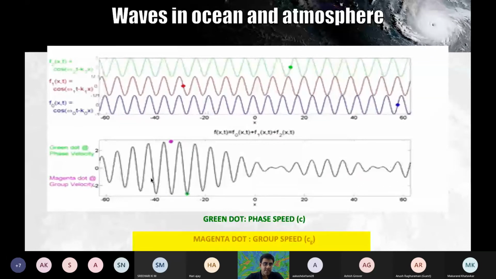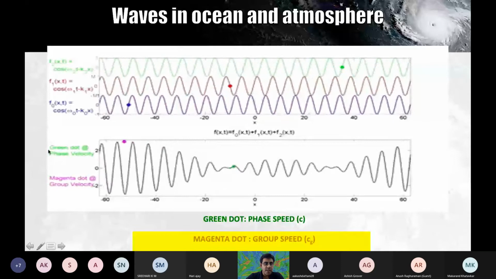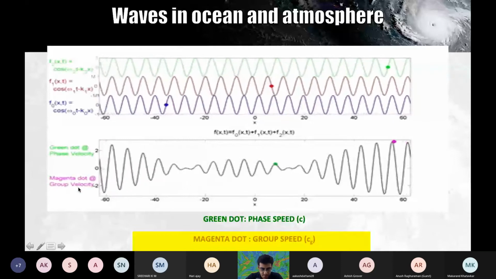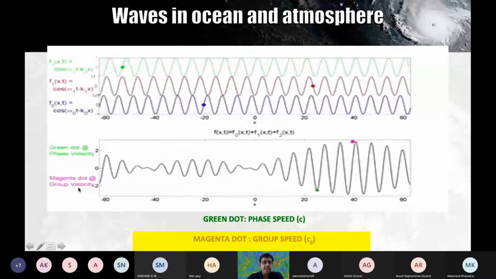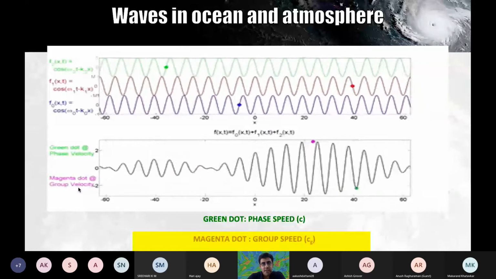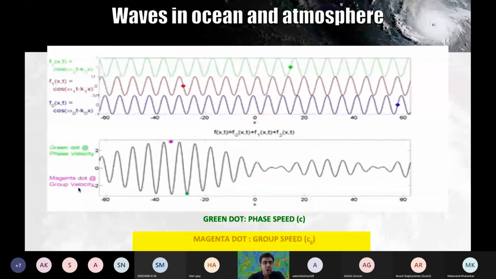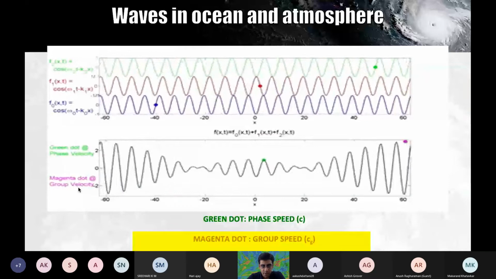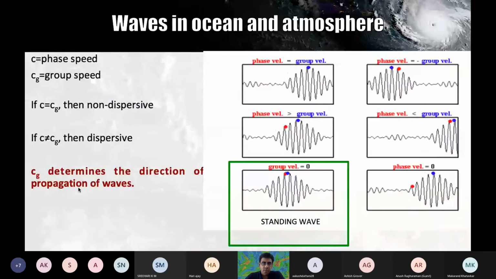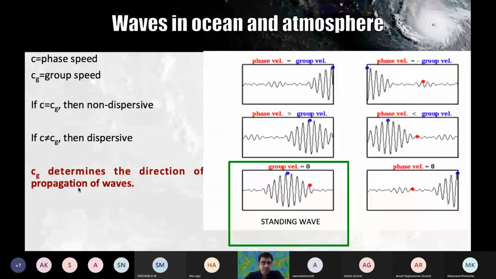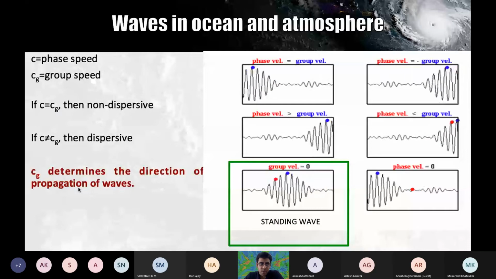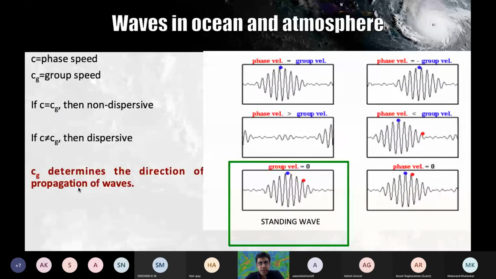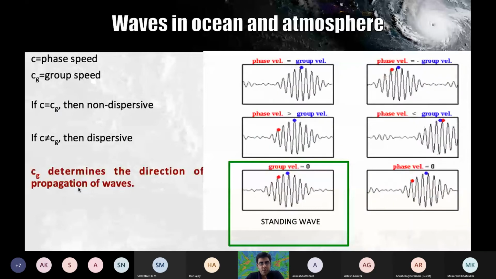This is represented by something known as the group velocity. The group velocity is the single most important aspect of a wave because that is what gives me all the information about how the wave train is moving. So there is a relationship between phase velocity and group velocity. That relationship is as follows.